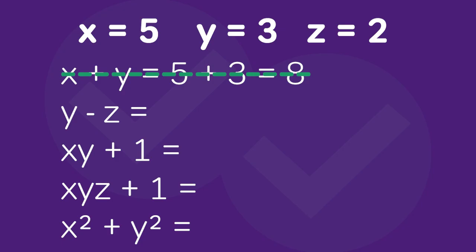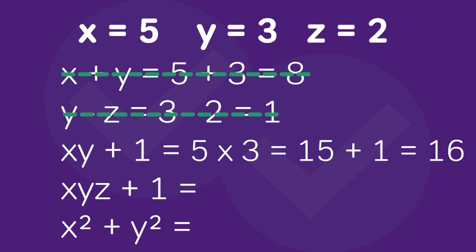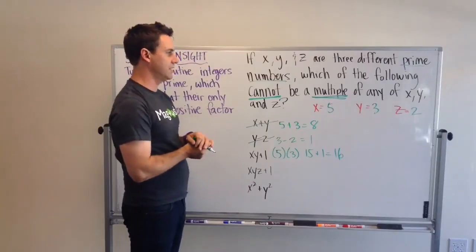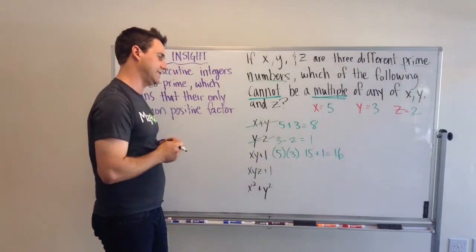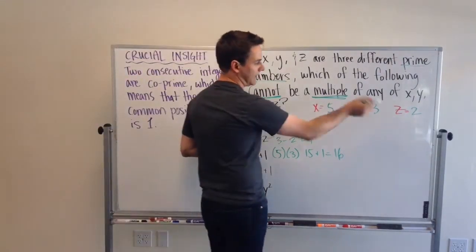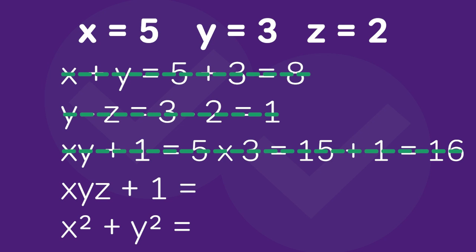Y minus z, 3 minus 2 equals 1. And is 1 a multiple of these numbers? It's a multiple of all these numbers, so we can eliminate it. Next, x times y plus 1, so 5 times 3 is 15, plus 1 equals 16. Is 16 a multiple of one of these numbers? Or excuse me, is one of these numbers a multiple of 16? I've been saying this wrong. Yes, it's 2. So we can eliminate x times y plus 1.